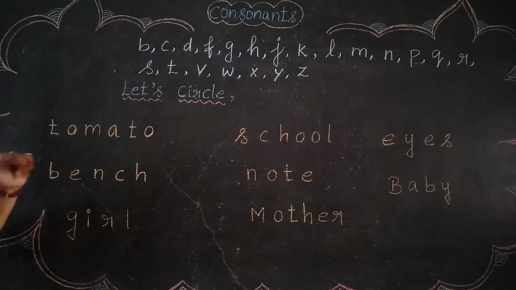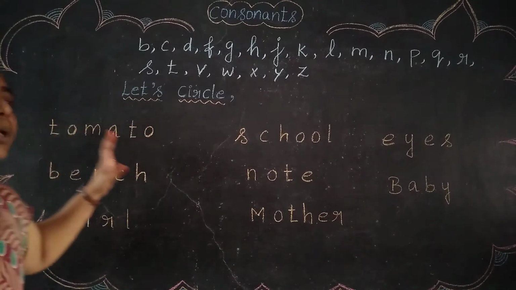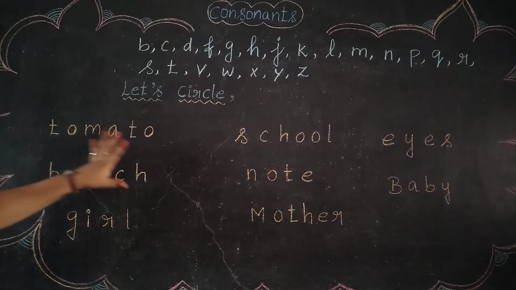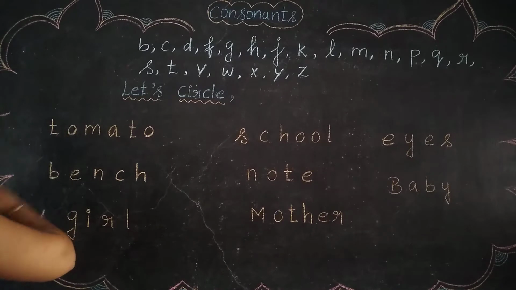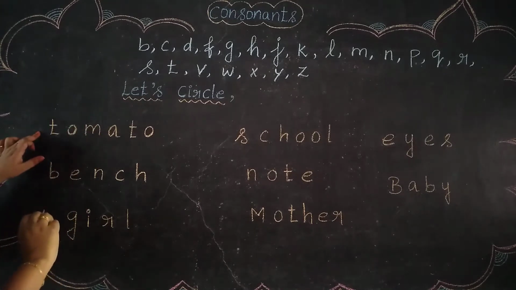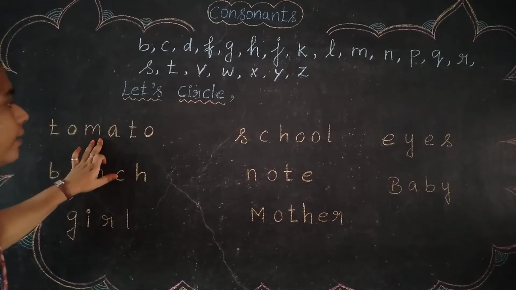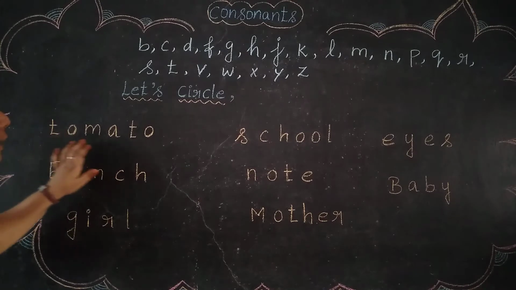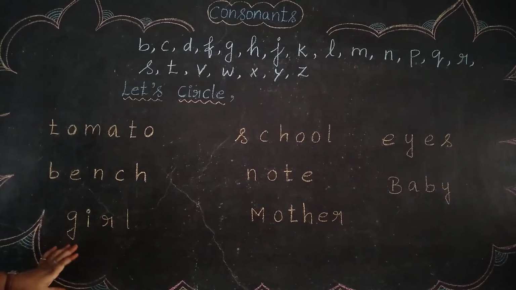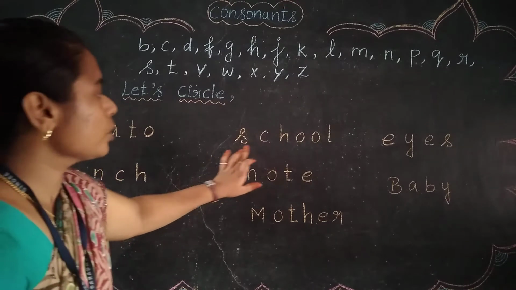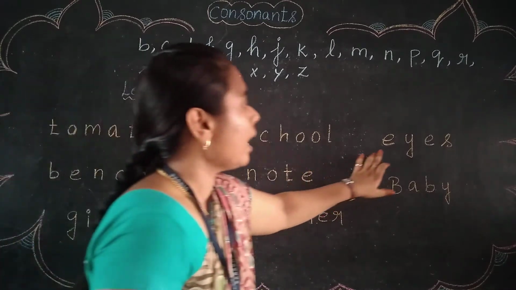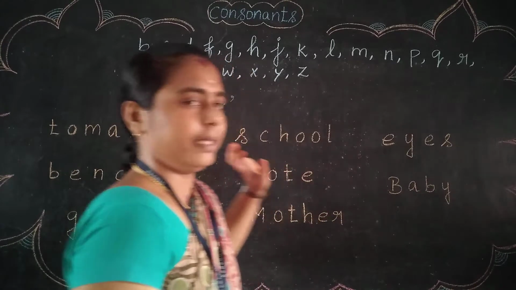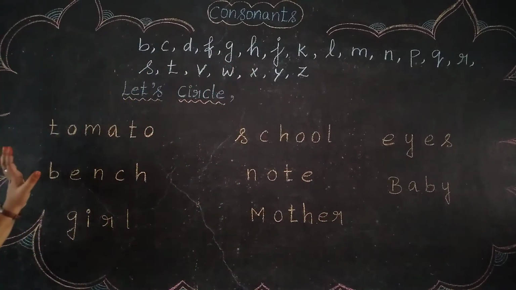Let's circle the consonant letters in the words I have given here. What are the consonant letters in these words? See the first word, tomato. What are the words I have given here? Tomato, bench, girl, school, note, mother, eyes, baby. Right? So I have given these words.